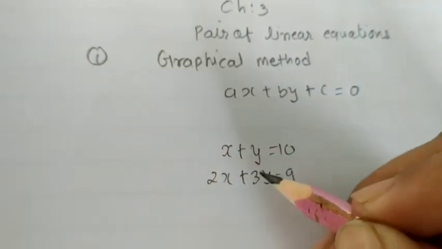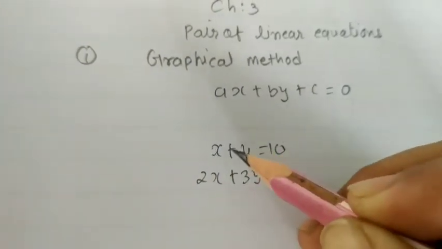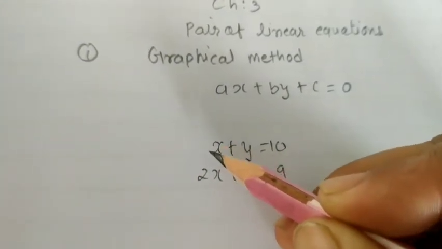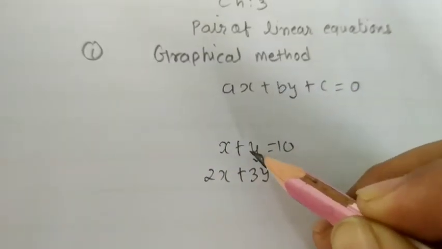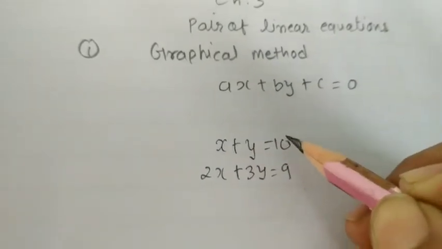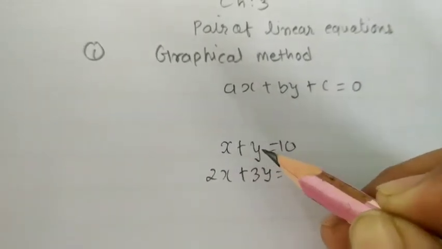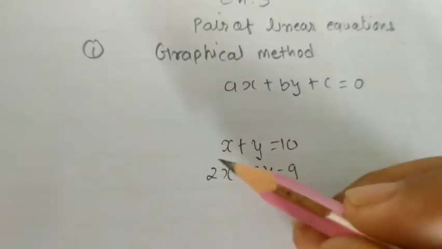What is a over there, if I ask you? You will say that a is nothing over there, so we will take it as 1. What is our b? Nothing is over here, so we will take it again as 1. And what is our c? c is actually on this side, so we have to shift it, so it will become minus 10. Now if I ask you again, what about this?